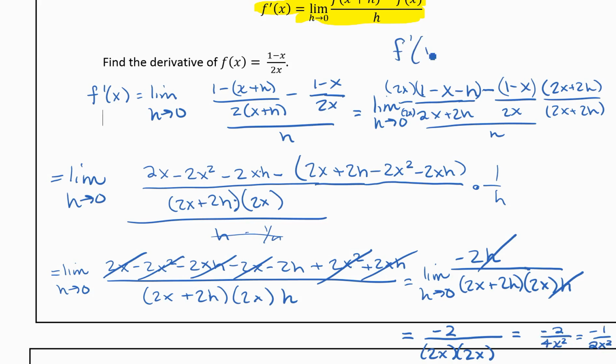F prime of x is equal to negative 1 over 2x squared. And that means if you wanted to find f prime of 1, you would just plug 1 into that function. If you wanted to find f prime of 7, you would just plug in 7. So it gives you one function so you don't have to do it for each individual number.